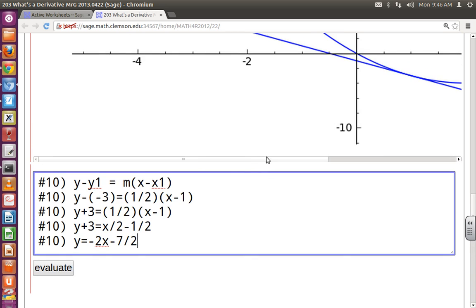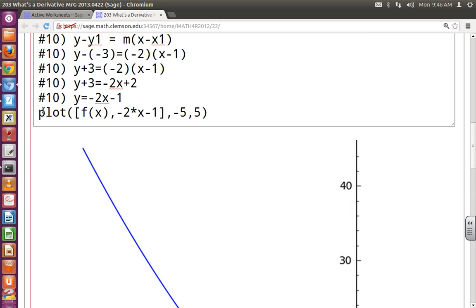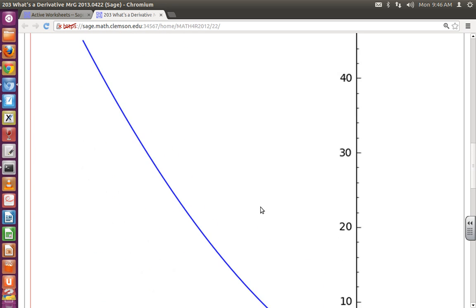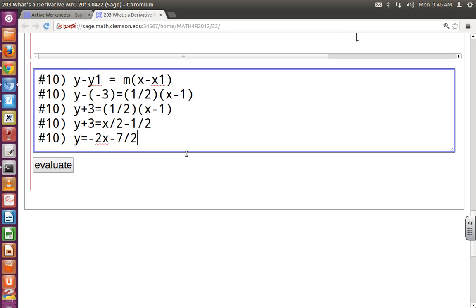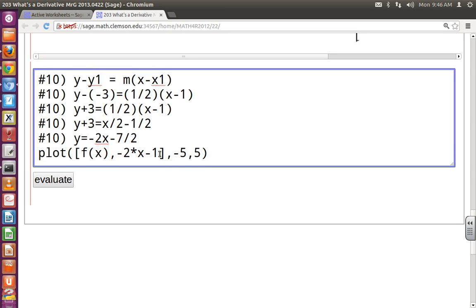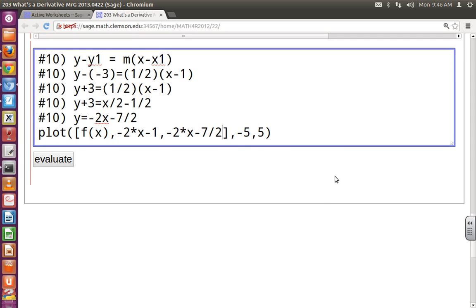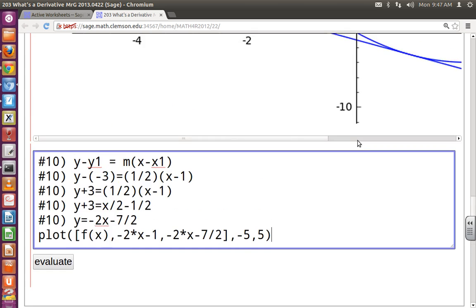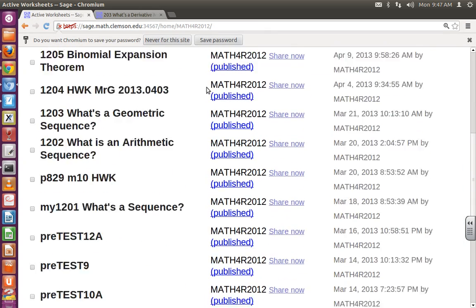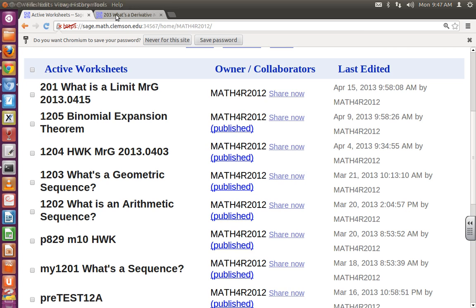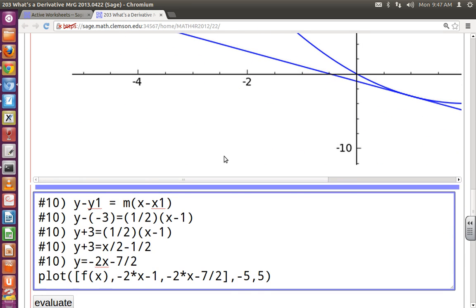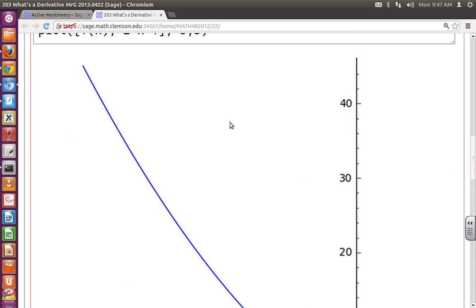So I'm going to take this plot and change it to graph not only the tangent line, but this new line, comma, negative 2 times x minus 7 divided by 2. Let's see if we get the normal line at the same point of tangency. Okay, are you ready? Whoa, what happened? Here. Which one? The other one. That one.